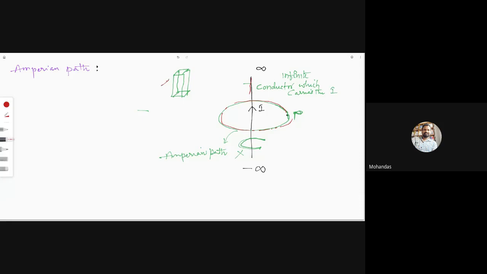The Amperian path also should be what? A rectangular. Imagine three-dimensional here. This is an Amperian path.